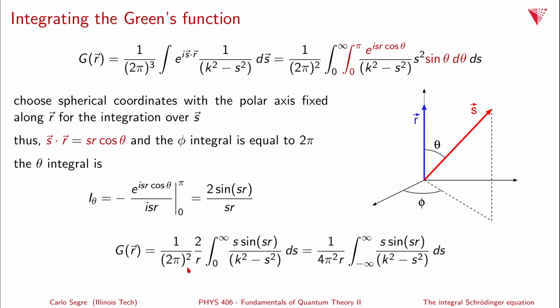If we now combine all these factors, and we realize that this is even around the origin, we can make this an integral from minus infinity to infinity dividing by a half. So it's half of the integral from minus infinity to infinity, and that gives us 1 over 4 pi squared r, integral from minus infinity to infinity of s sine of s r divided by k squared minus s squared ds. And this is the final integral that we have to do. But that integral has some problems.